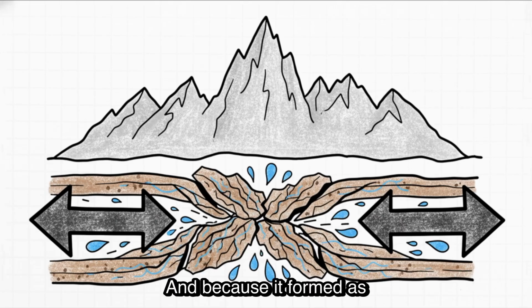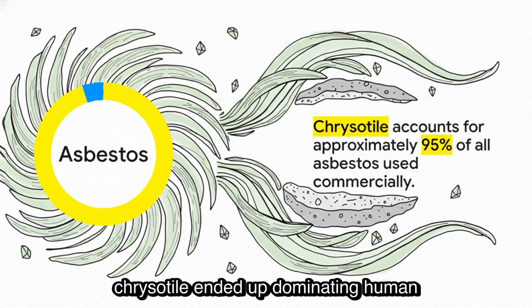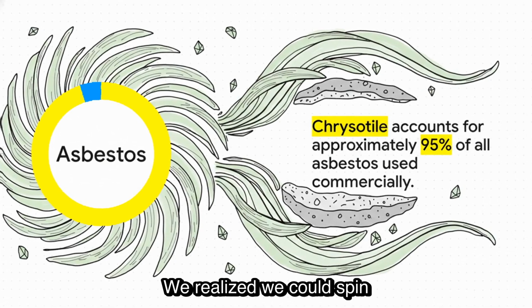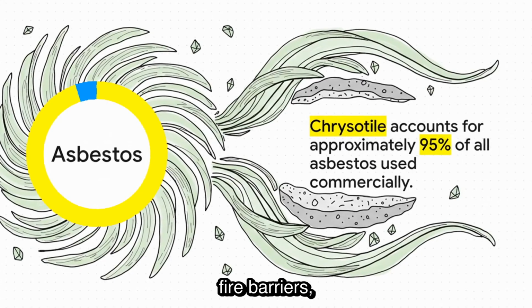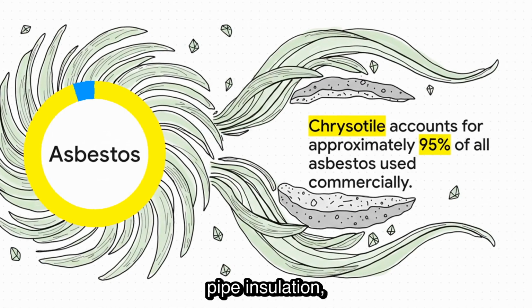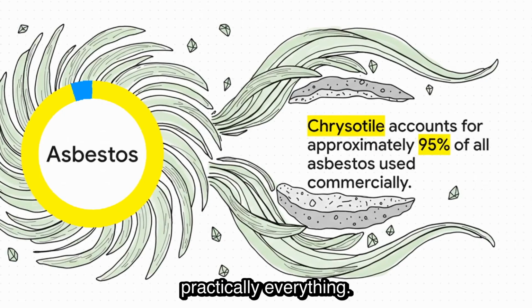And because it formed as those flexible rolled-up scrolls, chrysotile ended up dominating human industry. We realized we could spin it and weave it. It went into corrugated cement roofing, fire barriers, brake pads, pipe insulation, floor tiles, practically everything.